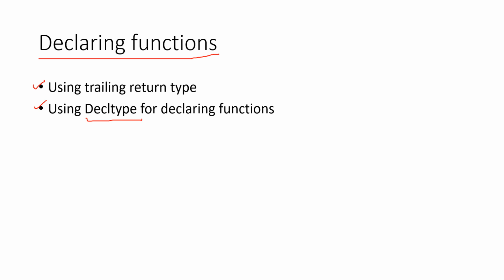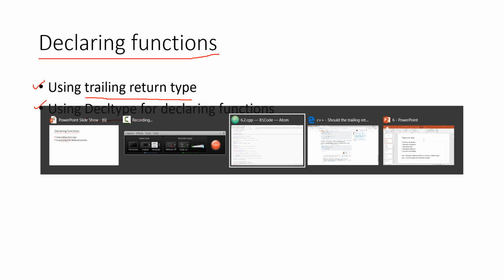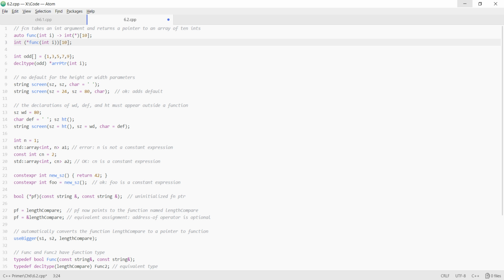Decltype is something in which you just feed an expression, and it would return you the data type of what the expression is evaluating to. Okay, so that is basically what decltype is, and trailing return type is something which is new, and it is based on your auto type. Okay, so let's see how we are going to implement this in the code.